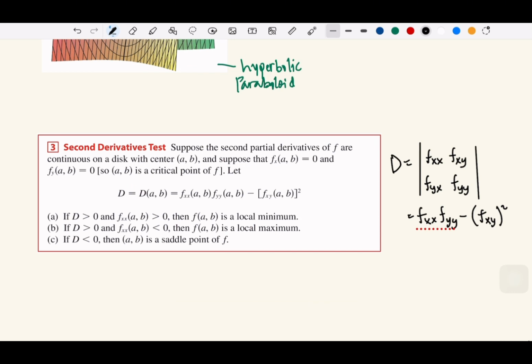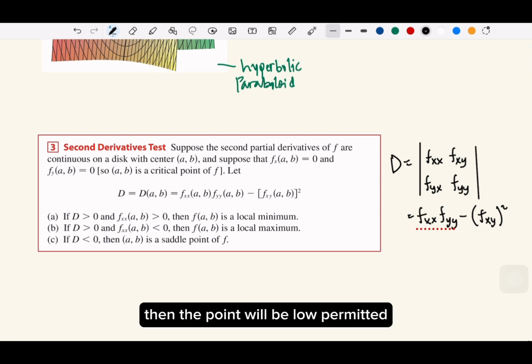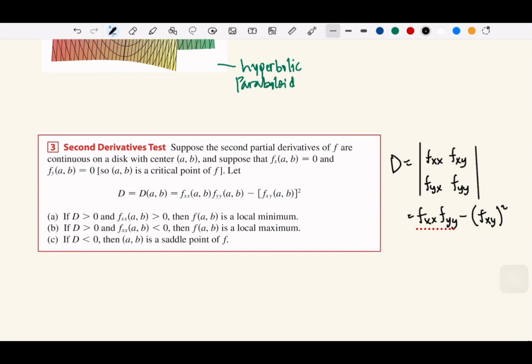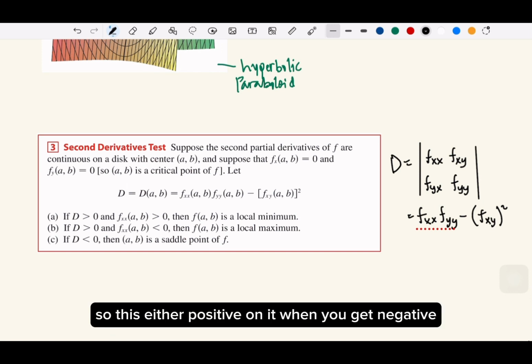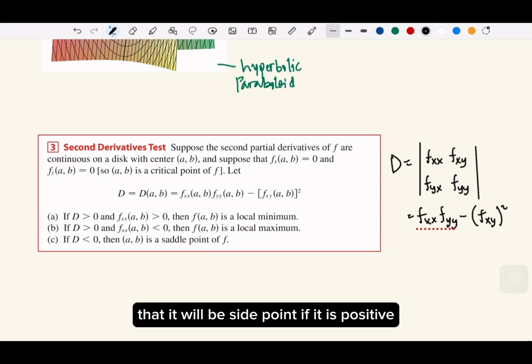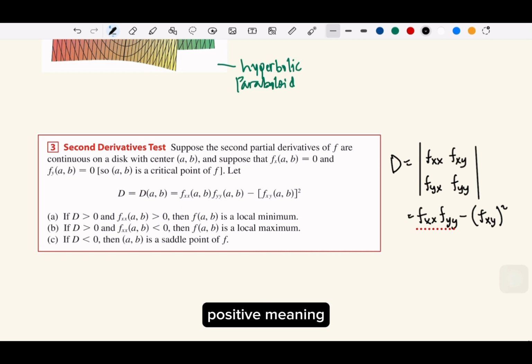So this D will determine how the point in the graph will behave. For example, if D is positive, and the second derivative of xx is also positive, then the point will be a local minimum. If D is positive, but the partial xx is negative, then the point will be a maximum. But if D is negative, then we can confirm it will be a saddle point. So D is either positive or negative. When you get negative, then it will be a saddle point. If it is positive, check the second partial xx. If it is positive, then the minimum. So positive, positive minimum; positive, negative maximum. If D is negative, then it's a saddle point.